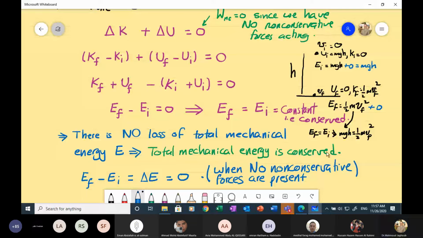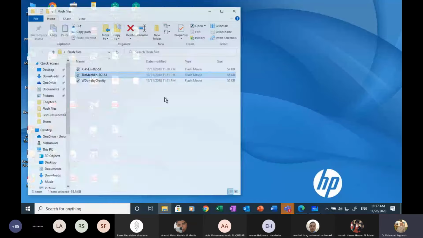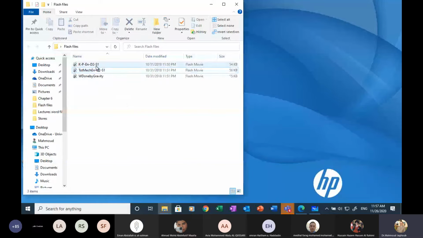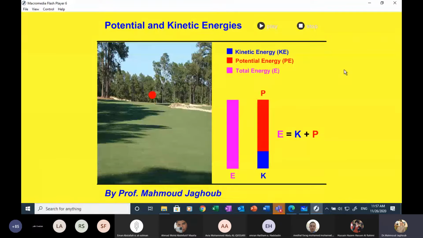Okay, I have made a simulation for this, using Flash MX. I'm not sure if it's also available on the e-learning site. Look at this. This is a ball. It's rising up until it gets to the maximum height and starts to fall back down again until it gets back to the ground. And then it's moving up.